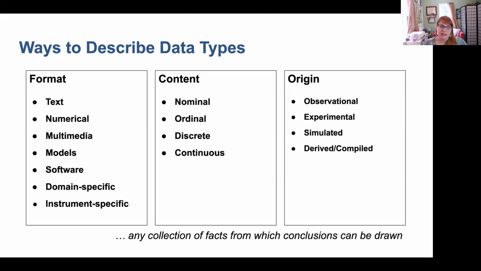Discrete data is quantitative data that can be counted. So the number of students in a classroom, the number of computers in a given space. Whereas continuous data is quantitative, but it's measured. So the temperature in a space, the time taken to complete a task. Data can also be characterized by its origin. Is it the result of an observation, of an experiment? Has it been created through a simulation, or has it been derived or compiled?